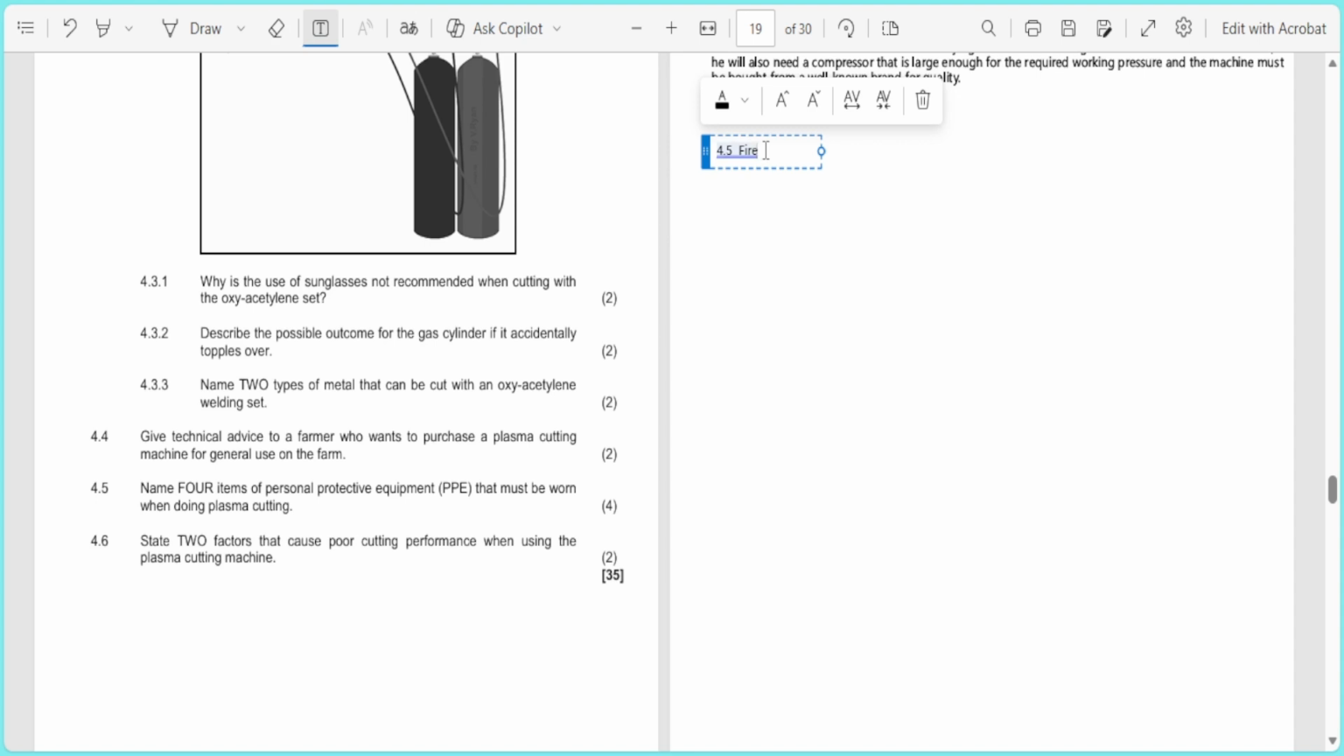This is textbook. Fireproof gloves. You are working with fire. A face shield to protect your face. What else? Flame resistant clothing. You are working with flames or fire here. Flame resistant clothing, gloves. Next up, always use leather shoes. These are just 4.